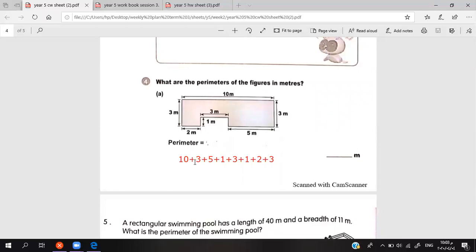Now let's add. 10 and 3 is 13, plus 5 is 18, plus 1 is 19, plus 3 is 22, plus 1 is 23, plus 2 is 25, plus 3 is 28. So it is 28 meters. It's very easy. The trick only is that he left you one side, he didn't write it for you, and you must take care, because you have to add all the sides. So definitely this side is the same size as the one opposite to it. So don't forget to add the one here.